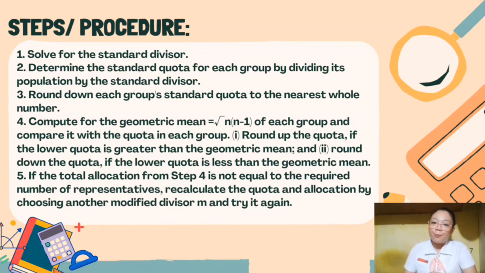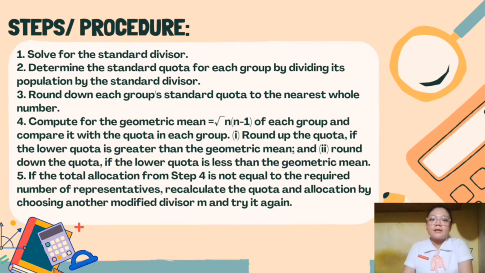So step 1 is to solve for the standard divisor. The standard divisor is calculated by dividing the total population by the total number of representatives or the seats available. Step 2 is to determine the standard quota for each group by dividing its population by the standard divisor. So the standard quota for each state or group is determined by dividing its population by the standard divisor. Step 3 is to round down each group's standard quota to the nearest whole number. So each state's standard quota is initially rounded down to the nearest whole number.